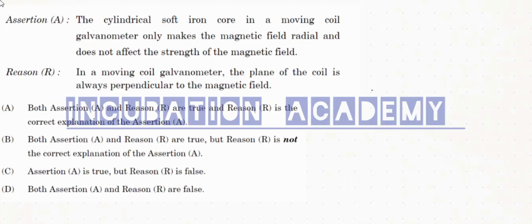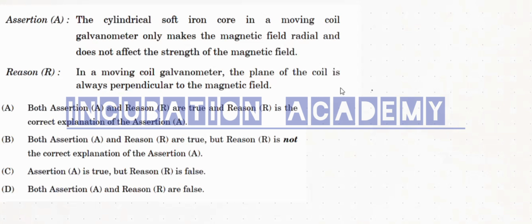Welcome everyone. The question shown on the screen is from the CBSE 2026 physics question paper. This is an assertion-reason type of question, and the assertion is: the cylindrical soft iron core in a moving coil galvanometer only makes the magnetic field radial and does not affect the strength of the magnetic field.